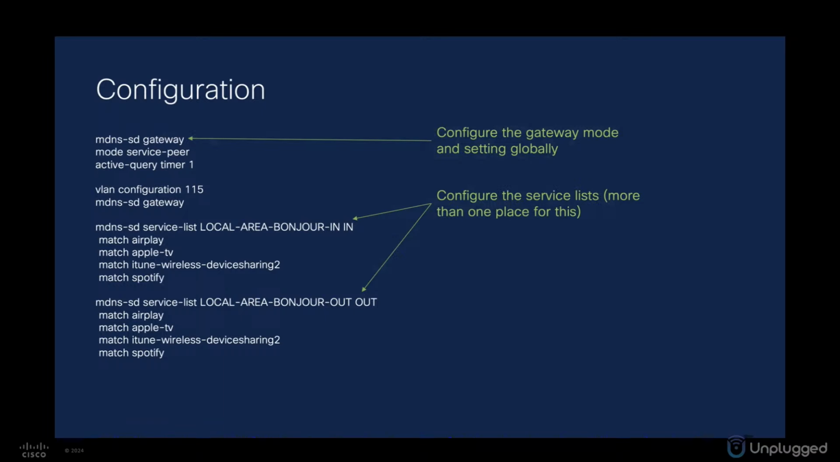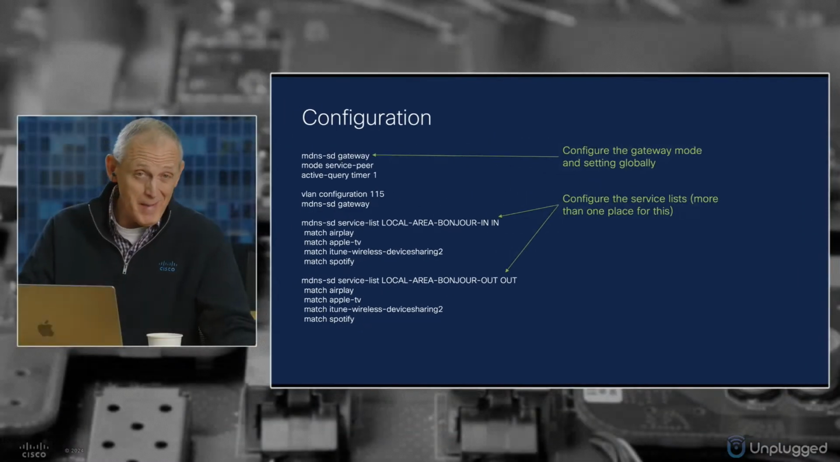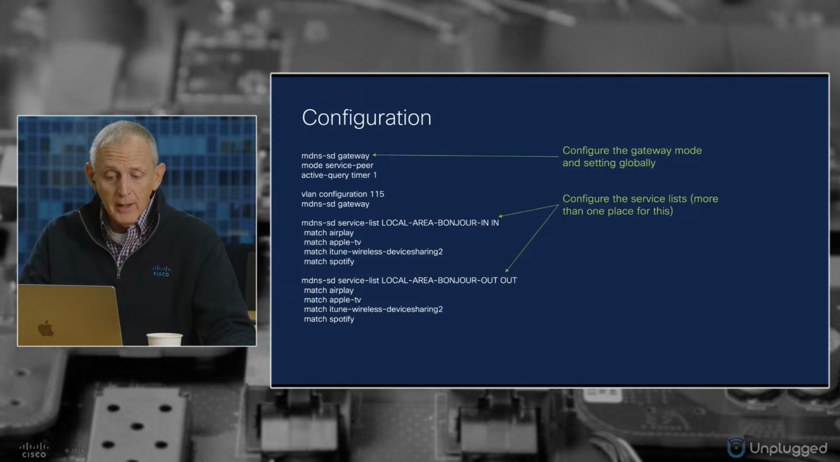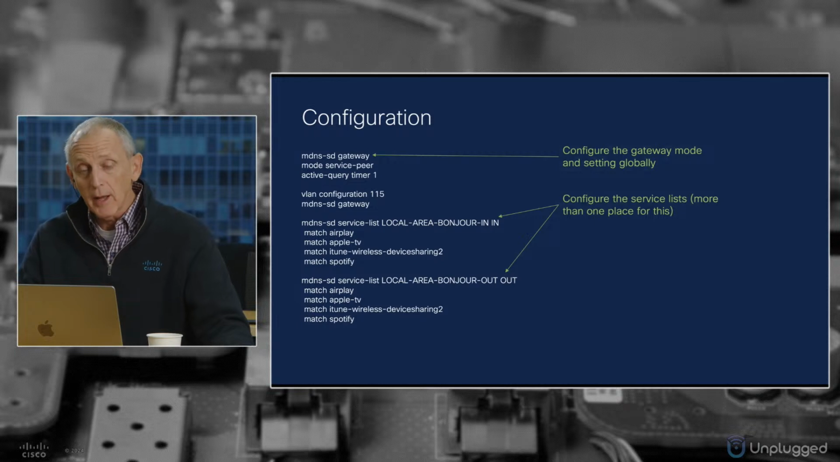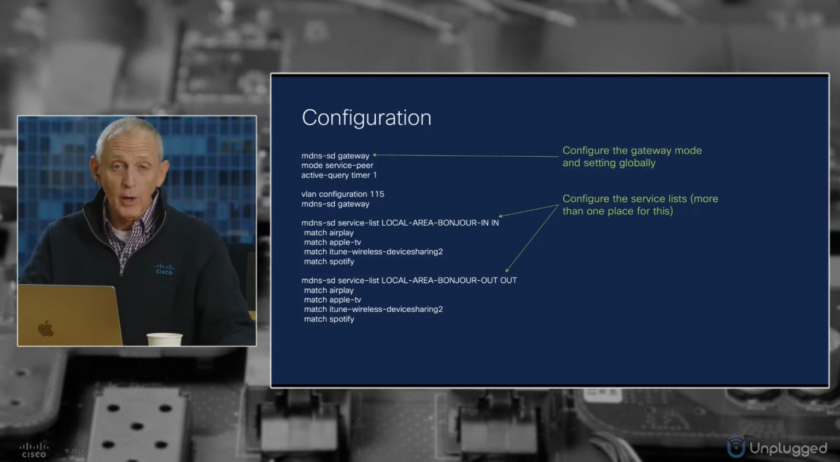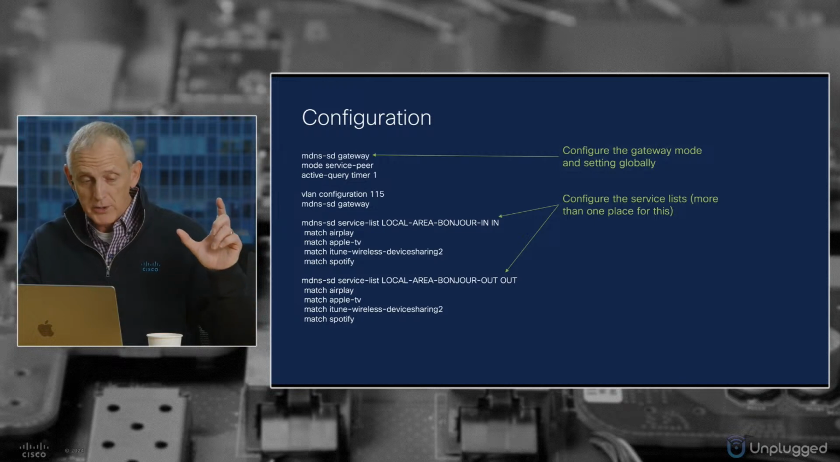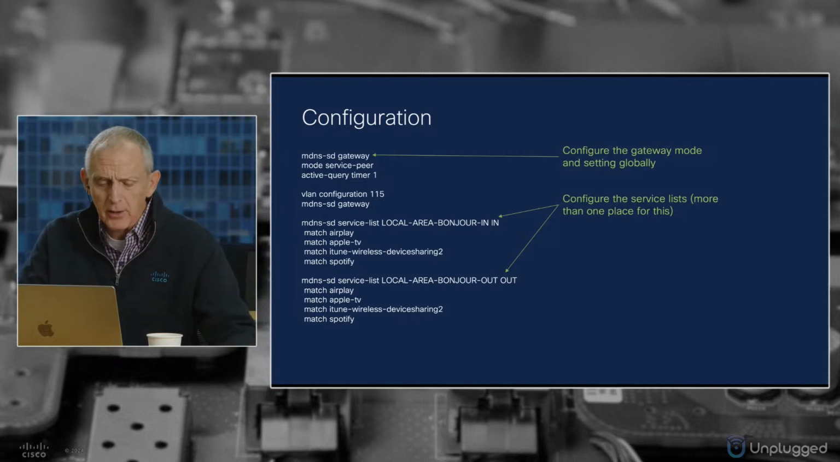So first thing we're going to do is define that this switch is capable at the global level of being an mDNS gateway, or being a Bonjour gateway. And then we can define the service mode. This is, remember, the peer or the agent. We can define this as a service peer or as a service agent. And in some cases, depending on what you're using it for, it may not matter. If you're just using a switch standalone by itself, it really doesn't matter if you configure this as a service peer or a service agent. If you want to use the wide area Bonjour gateway, so you want to use the functionality that's on the controller, on DNA Center, then you need to define this as an agent, all right?